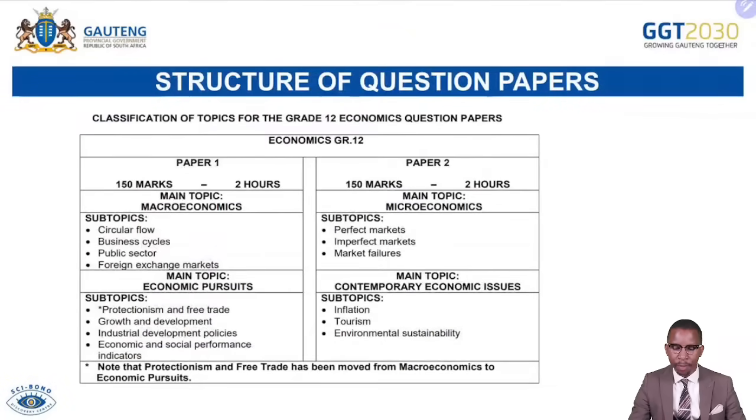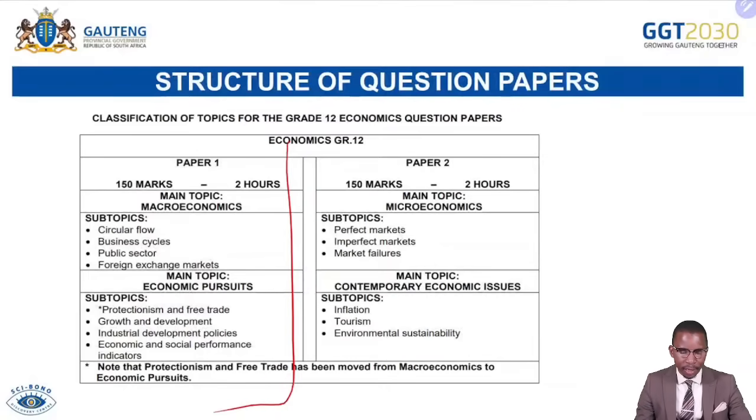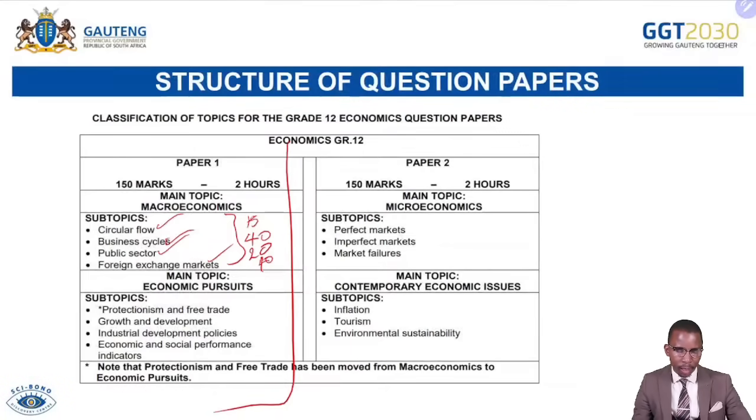And then the structure of the question paper. For Paper 1, you can expect the following: 150 marks for 2 hours. The first main topic is macroeconomics with circular flow, business cycles, public sector, and the foreign exchange markets. Remember, questions have been allocated: 15 for Section A or Question 1, 40 for Question 2, 20 for Question 4, and 40 for Question 5. And then you go down to economic pursuits.